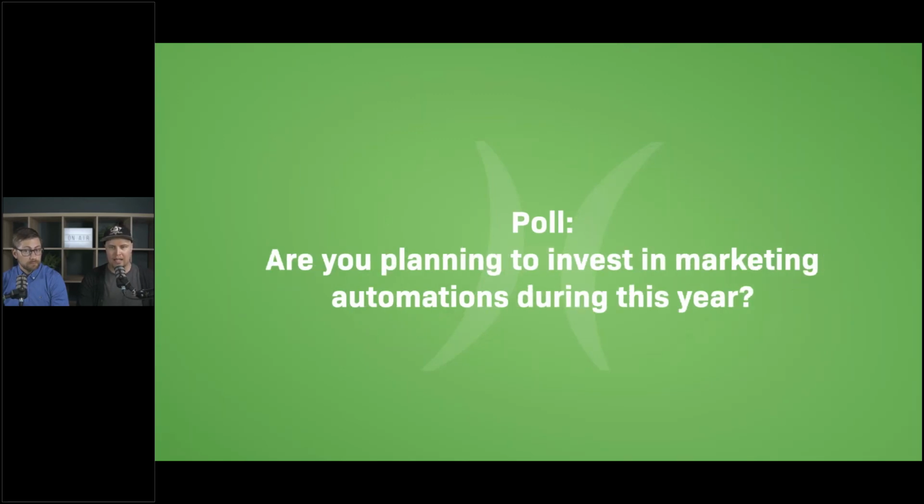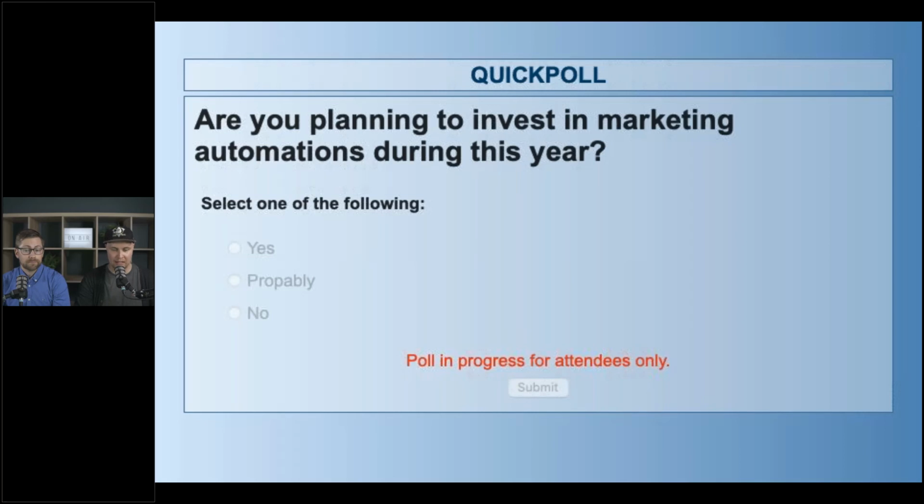So are you planning to invest in marketing automations during this year? We have approximately a few months left for 2021, and then we are moving on to 2022. We basically have not yet processed the year 2021, and we're already moving on to 22. But are you planning to invest in marketing automations during this year? Yes, probably, and no are the options.